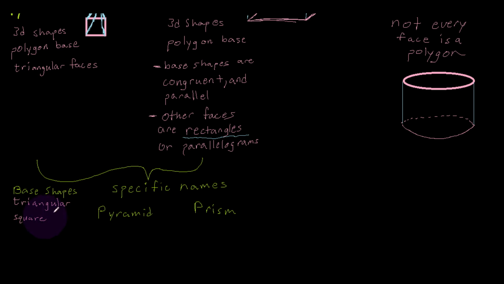And then finally, let's look at one last one. If you had a rectangular base, well, you would call it, if it was a pyramid, a rectangular pyramid. If you had a rectangular base and it was a prism, you would call it a rectangular prism.